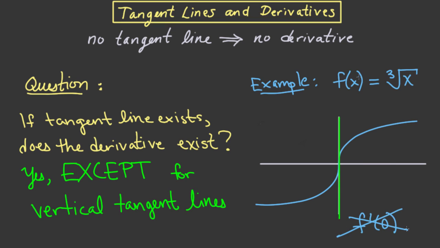Now that we've fully explored the relationship between the existence of tangent lines and the existence of derivatives, I want you to do some practice problems to get more practice estimating derivatives and determining where derivatives do not exist.